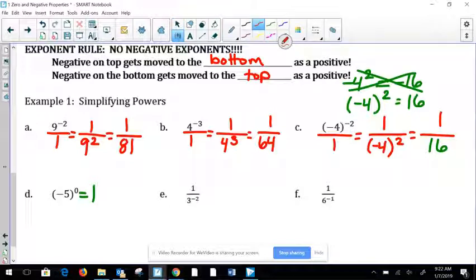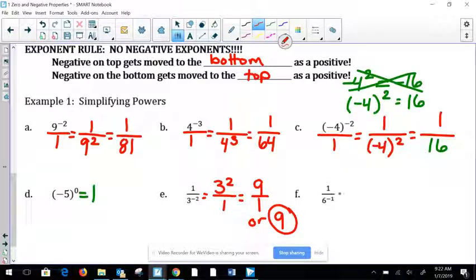We flip on over to letter E. Now we see that we have a negative on the bottom. So a negative exponent on the bottom gets moved to the top as a positive. So 3 squared over 1. But 3 squared, 3 times 3, is equal to 9 over 1. But we typically just write it as 9. But 9 over 1 would be okay also.